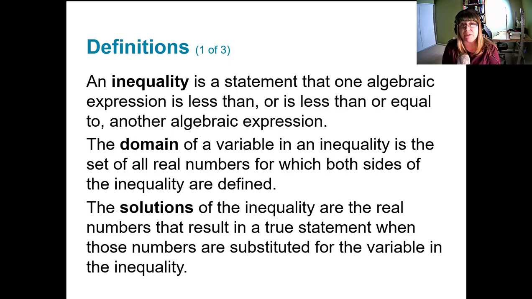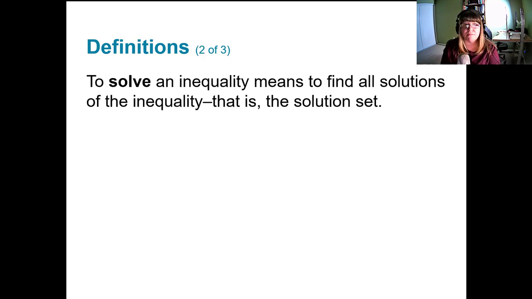Solutions. The solutions to the inequality are just those real numbers that make the left-hand side a true statement with the right-hand side. So the whole entire statement has to be true. For example, 5 is less than 2 is a false statement. Therefore, whatever number we put in for x was not a solution. So the whole entire inequality must make a true statement.